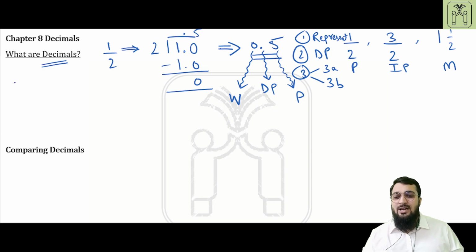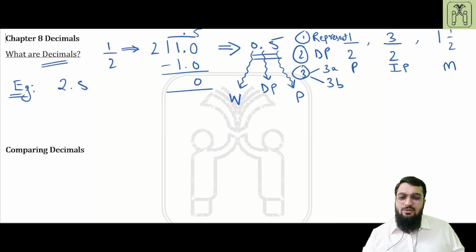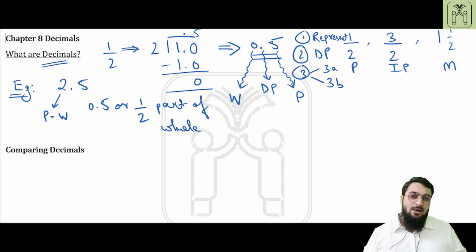And then you can write that, for example, if you write 2.5, you can see that there are a total number of 2 parts that are present in totality or as a whole, and there is 0.5 or 1 upon 2 part of the whole that is mentioned as a part in this particular scenario.